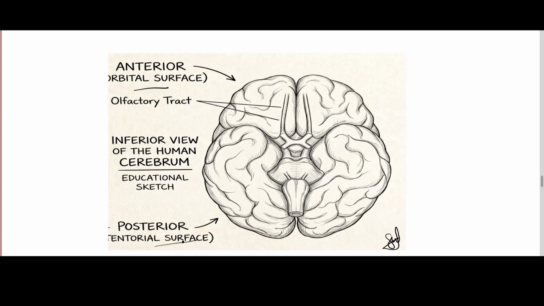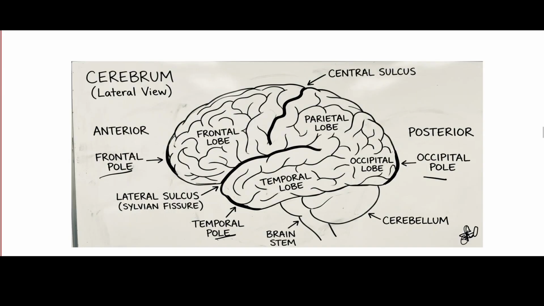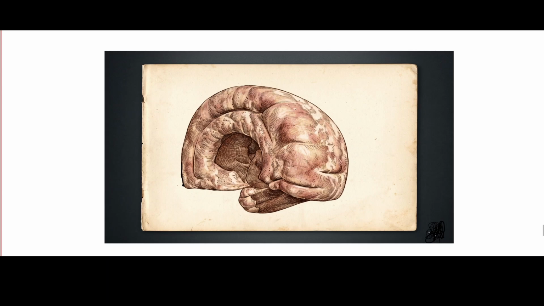Now, the next we are going to talk about are the borders of the cerebrum. Each cerebral hemisphere has three main borders. Firstly, we have the superomedial border. Now, let's look at a diagram to show us the superomedial border. This is the superomedial border of the cerebral hemisphere. The superomedial border separates the superolateral surface from the medial surface.